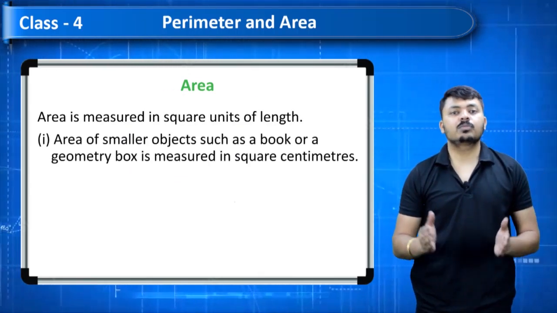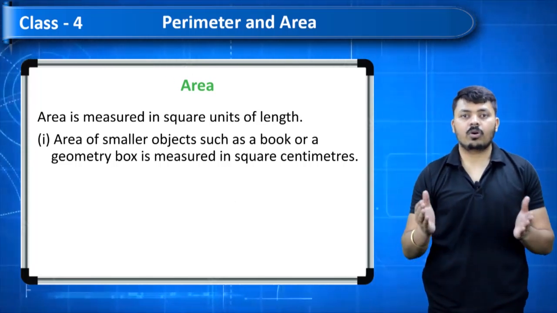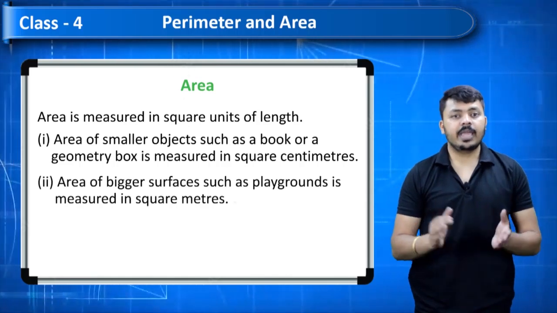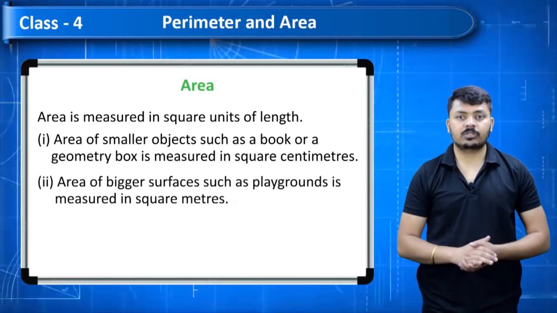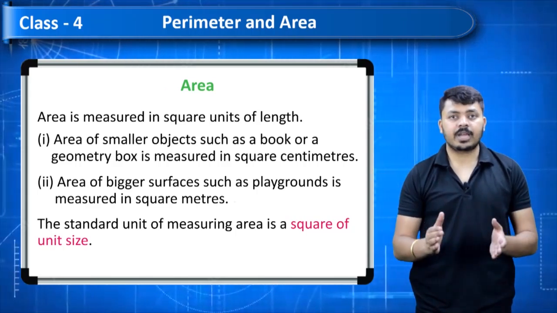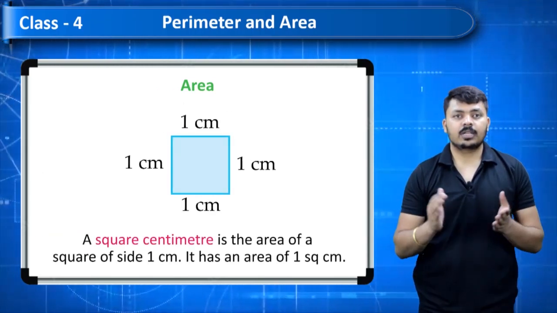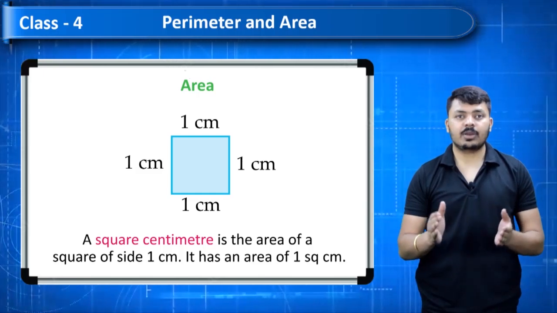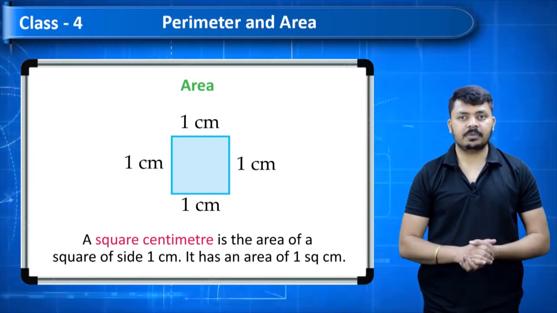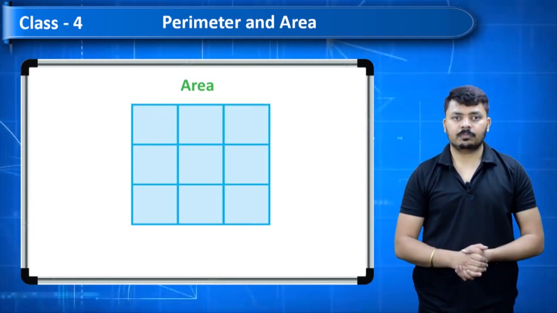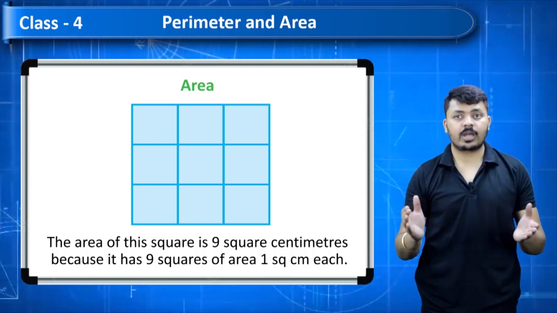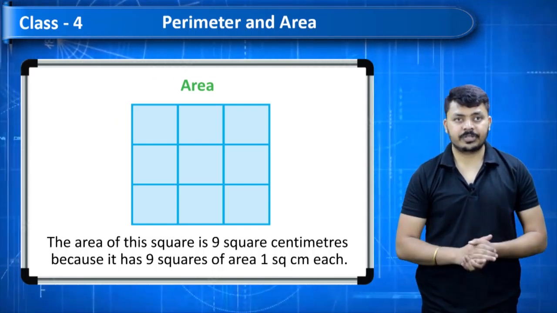First, area of smaller objects such as a book or a geometry box is measured in square centimeters. Second, area of bigger surfaces such as playgrounds is measured in square meters. The standard unit of measuring area is the square of unit size. A square centimeter is the area of a square of side 1 centimeter. It has an area of 1 square centimeter. Now look at the square below. The area of this square is 9 square centimeters because it has 9 squares of area 1 square centimeter each.